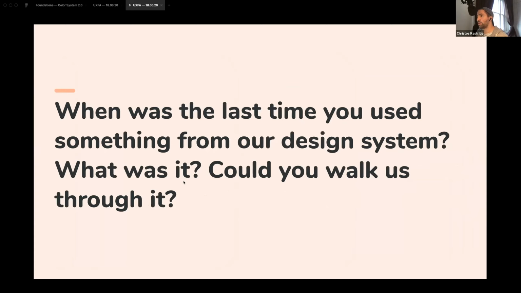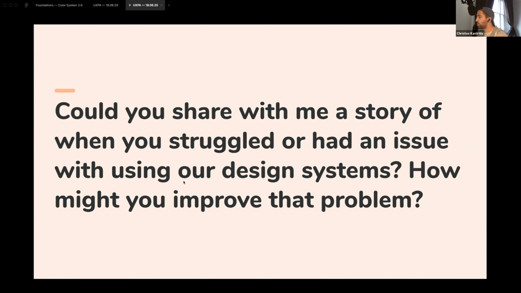And I won't go into a lot of the questions that I asked, but the questions that I found the most interesting in terms of their response was around, when was the last time you used something from our design system? What was it? Could you walk us through it? I personally found that, at least with the engineers that I interviewed, they were much more open with showing rather than saying. And I found that gave me some really interesting insight into their workflow with using our design system. Another question: could you share with me a story of when you struggled or had an issue with using our design systems, and how might you solve that problem?